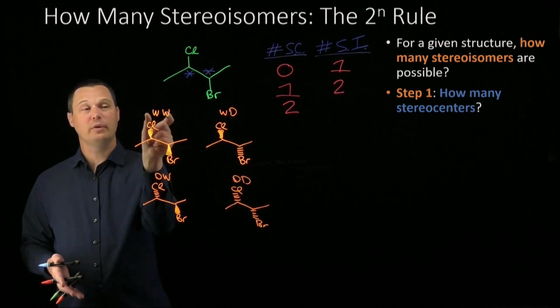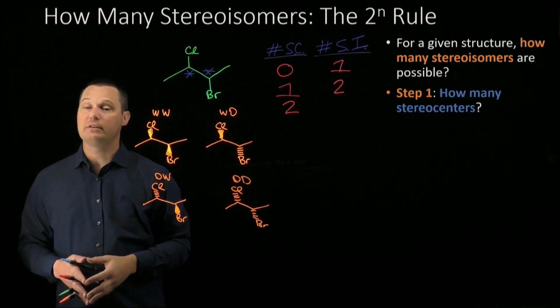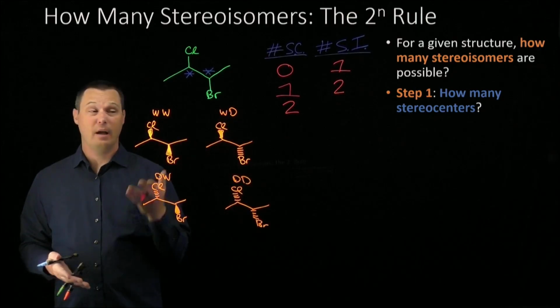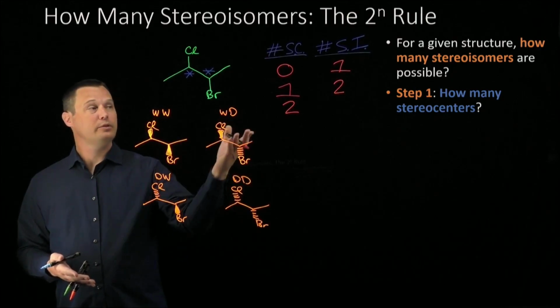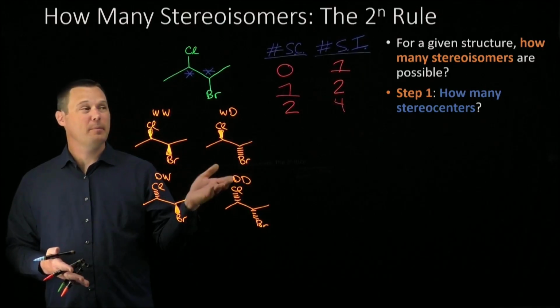If we always start with the all-wedge version and systematically change one and then multiple stereocenters to dashes, we can find all possible combinations of wedges and dashes. So how many stereoisomers did we draw? With 2 stereocenters, we get a maximum of 4 possible stereoisomers. At this point, a pattern appears.